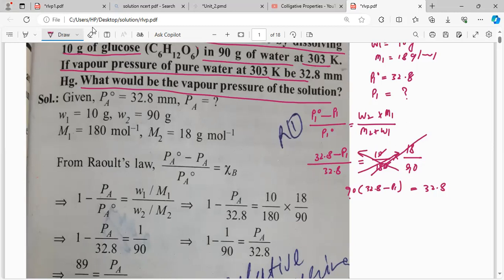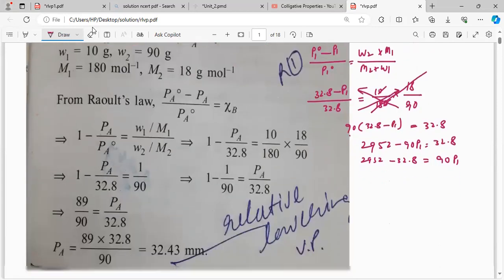Now is it okay? Are you getting? Yes, sir. Getting. 90 multiply by 32.8, it is going 2952 minus 90 P1 is equal to 32.8. So here 2952 minus 32.8 equal to 90 P1. Here if you are subtracting 32.8, how much is coming? 2919.2 is equal to 90 P1.